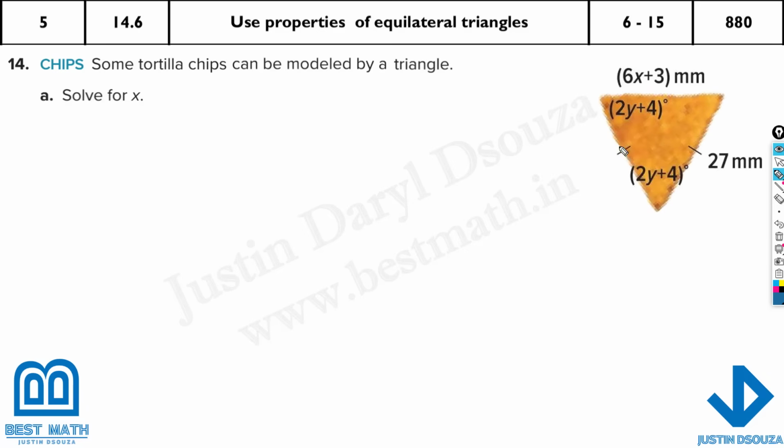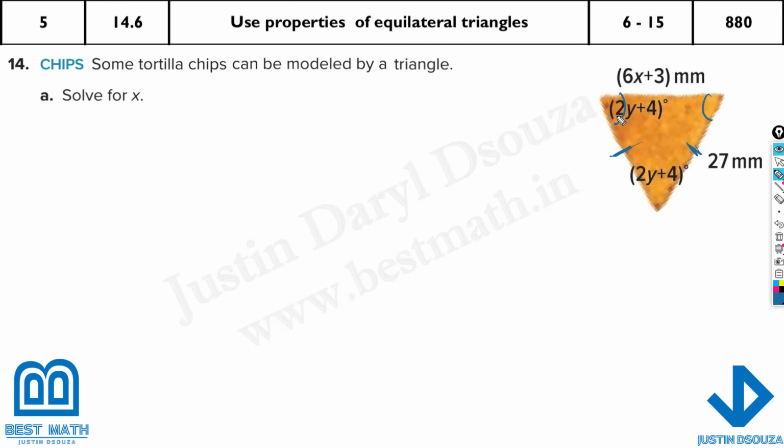That's it. A real world problem. I mean, it seemed like what we just now did. Here they have told some tortilla chips can be modeled by a triangle. Solve for x. So now we have to solve x over here. See what is given to us. They have told this one and this one is equal. That means these two angles must be equal.